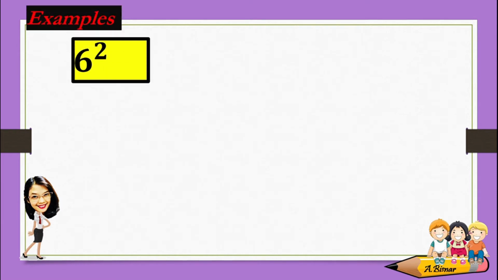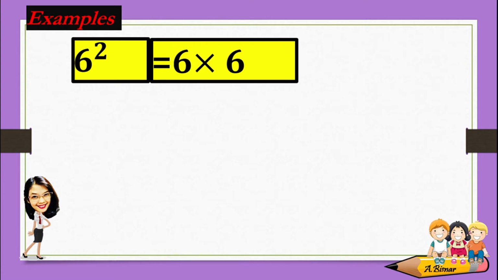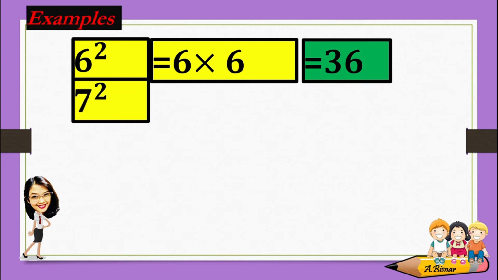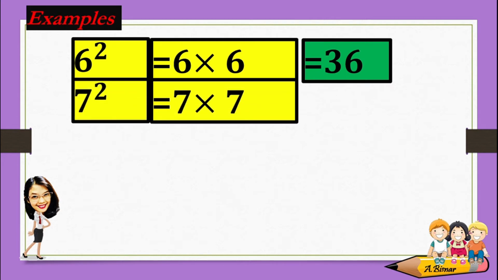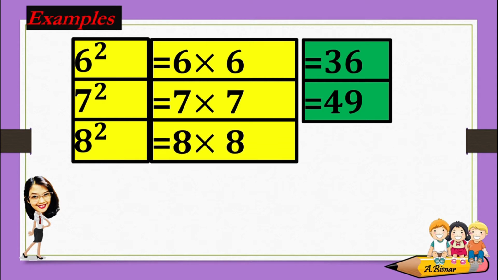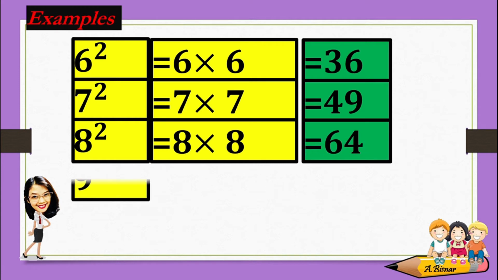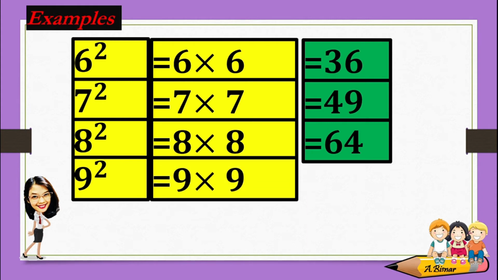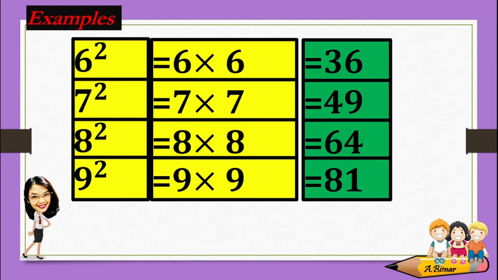6 squared will be 6 times 6. And this is equal to 36. 7 squared is equal to 7 times 7, which is 49. Next is 8 squared, which will be equivalent to 8 times 8. And the answer will be 64. Next is the square of 9, or 9 squared, which is equal to 9 times 9. And the answer will be 81.